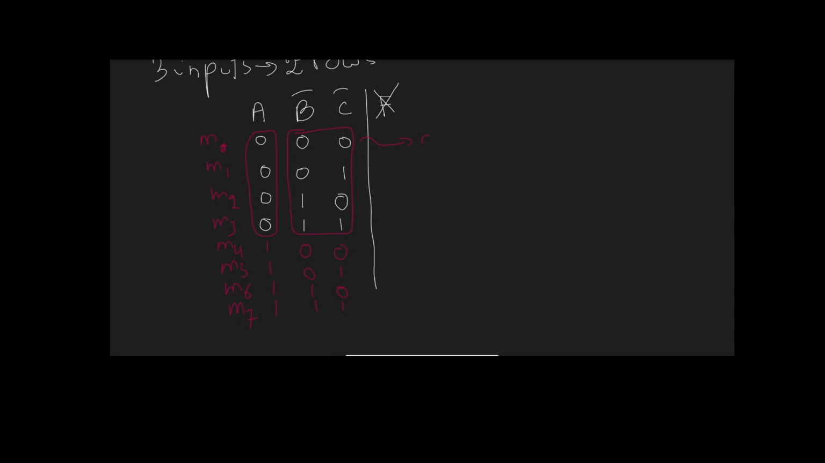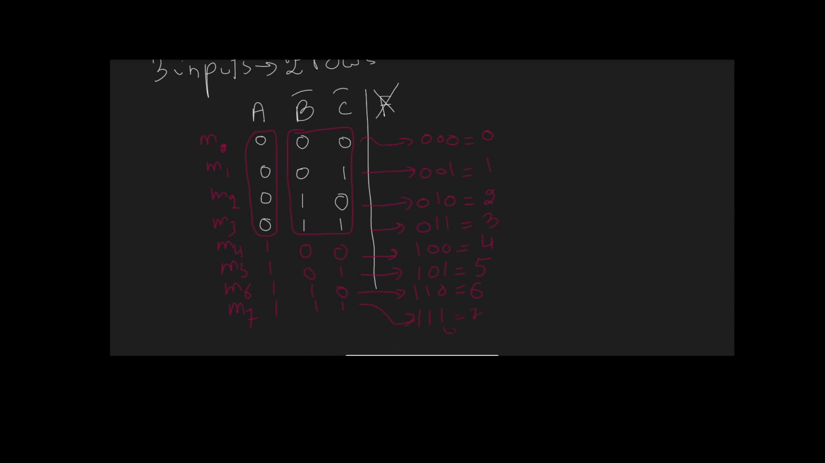So the 0, 0, 0 in decimal is equal to 0. For this row, the 0, 0, 1 is equivalent to 1. The 0, 1, 0 is equivalent to 2. 0, 1, 1 is equivalent to 3. 1, 0, 0 is equivalent to 4. 1, 0, 1 is equivalent to 5. 1, 1, 0 is equivalent to 6. And 1, 1, 1 is equivalent to 7.